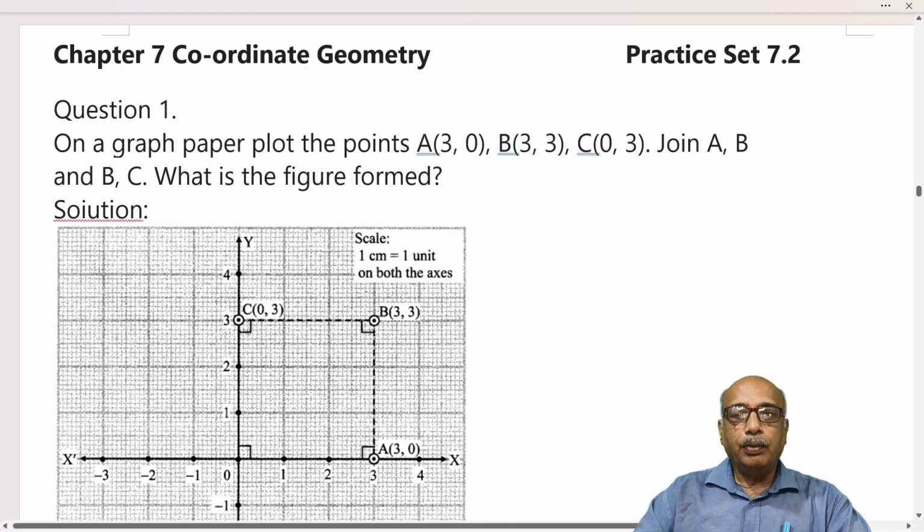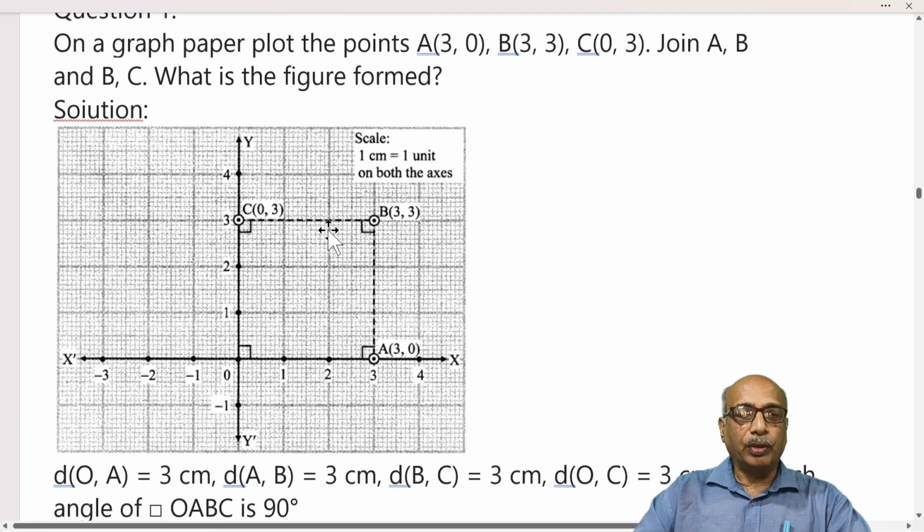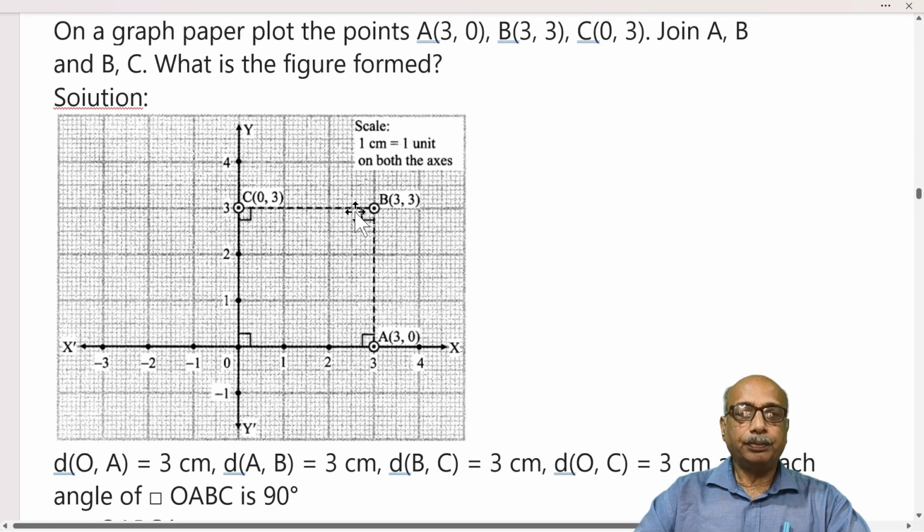Hello children, we are starting with practice set 7.2. First question: on a graph paper plot the points A, B, C, join AB and BC. What is the figure formed? So first you should know how to locate the points.